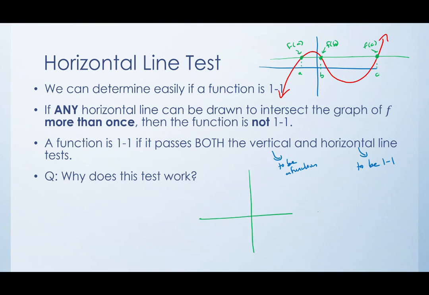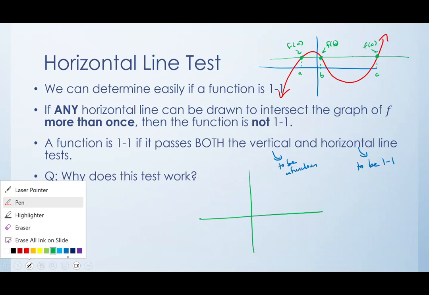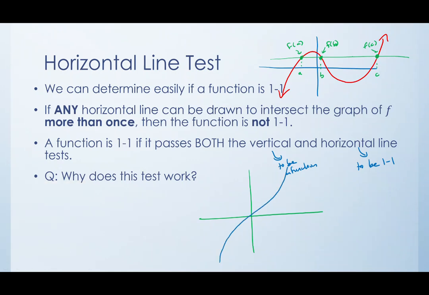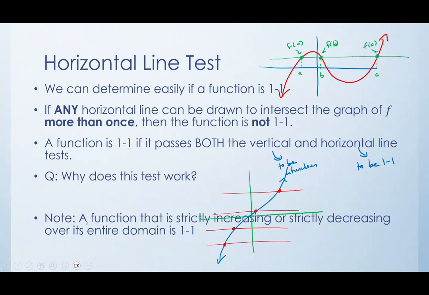A graph that might look like, let's say, like that. On the other hand, every horizontal line that I might put through here only intersects the graph in one spot. So every input has one output and every output has only one input. And as a side note, a function that's strictly increasing, or strictly decreasing, over its whole domain is always one-to-one.